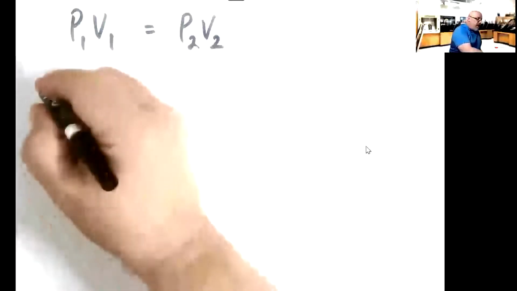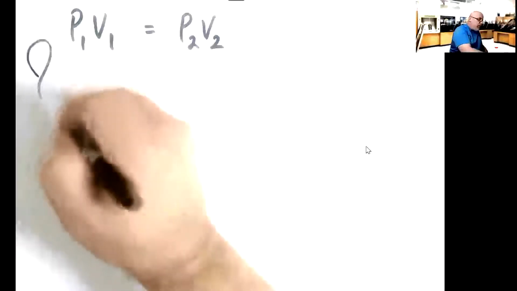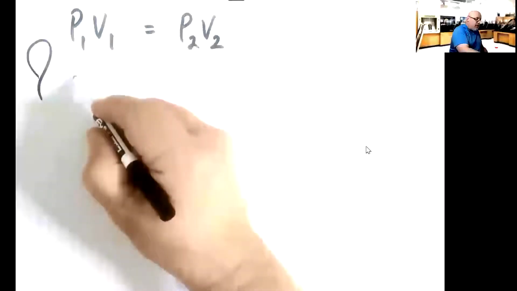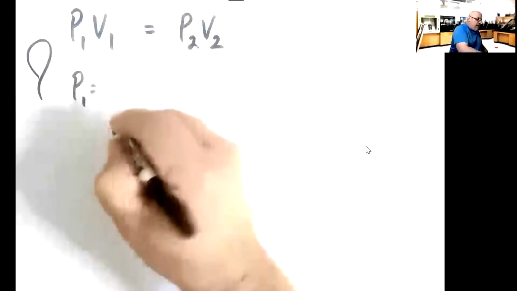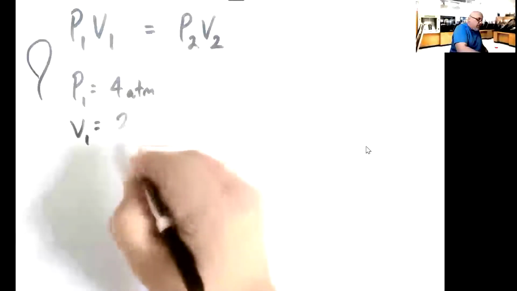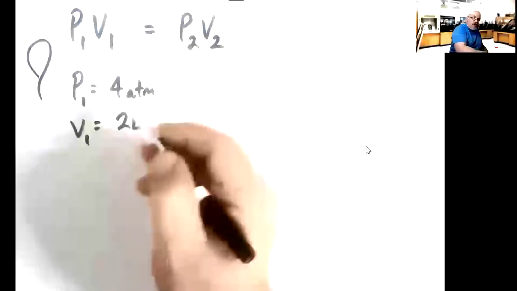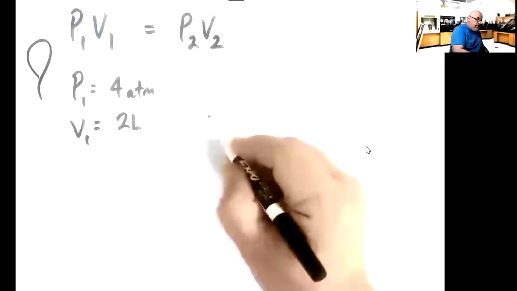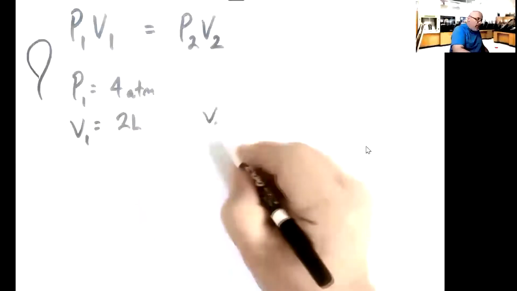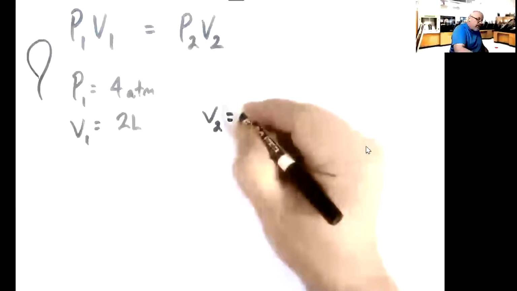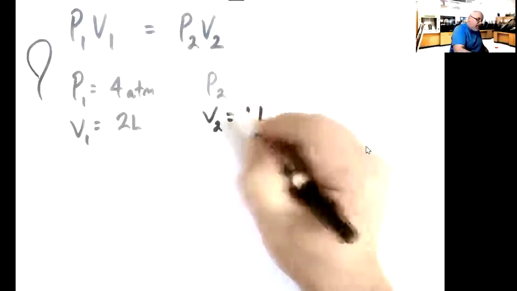So let's say we've got a balloon, right? And we're going to say that this balloon has a pressure of 4 atmospheres. We'll start by using the unit of the atmosphere. We're going to say that the volume of this balloon is 2 liters, and that's before. And then we're going to say that later the volume of the balloon decreases. It becomes just 1 liter. And so the question is, what is the new pressure?